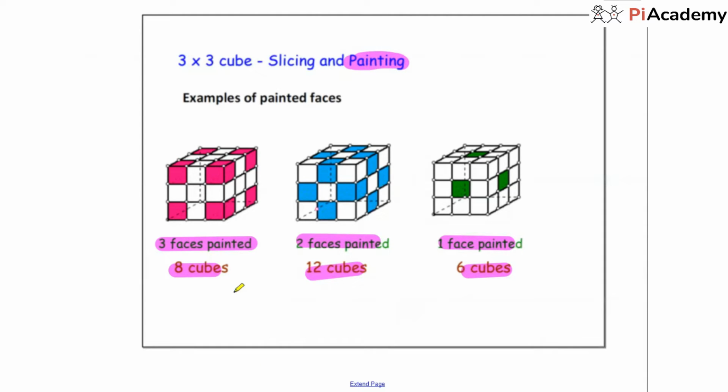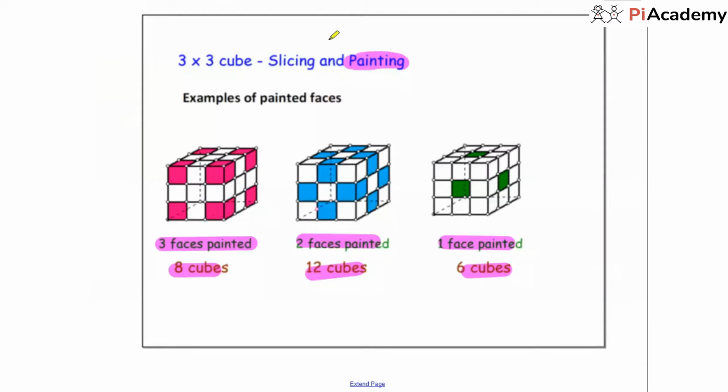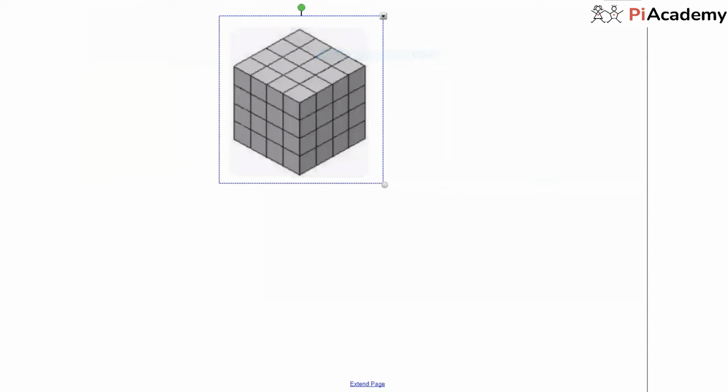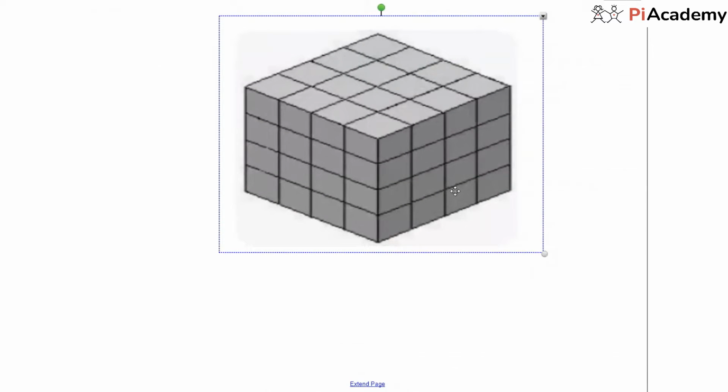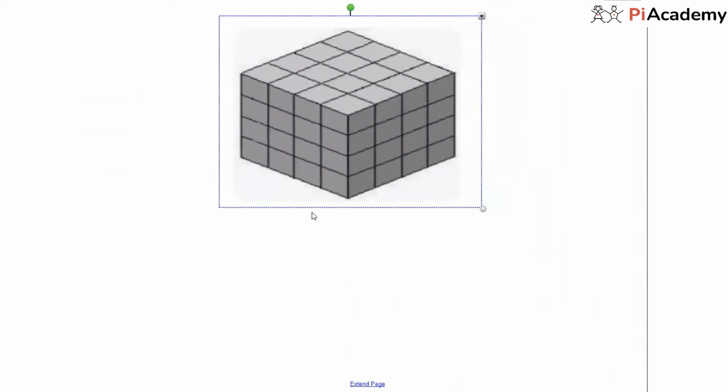For example, you have a 4x4 cube. Just give me a moment. Let me stop this share and let me share it back. Just give me a moment. Let me put this here. You have this cube. Now this is a 4x4 cube. Let's assume this is a cube.